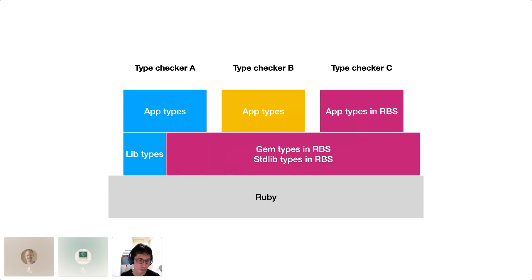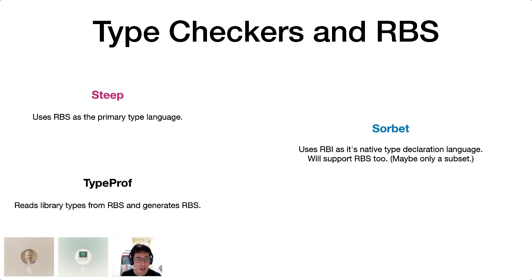So this is what the actual type checkers are doing for RBS. Steep uses RBS as the primary type definition language. It reads the types for libraries from RBS files, and it uses RBS for application types too. So the Steep users will write RBS for the types of the application. TypeProf also supports RBS. It allows RBS files for the library types, and it infers the types of your Ruby programs without type annotations. So it means that application types are not assumed by TypeProf.